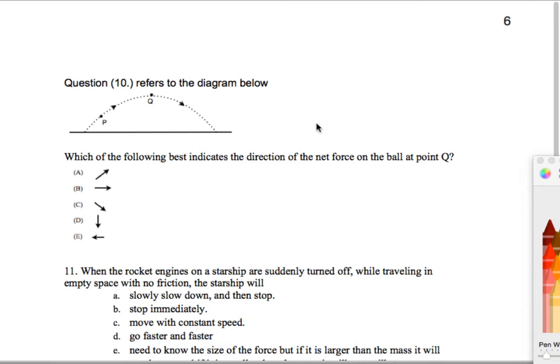And finally, number 10 here, when we throw a ball up into the air, right here at point Q, it's just a verbal version of question number 9, downward force of gravity. In the next video, we will do questions 11 through 20.